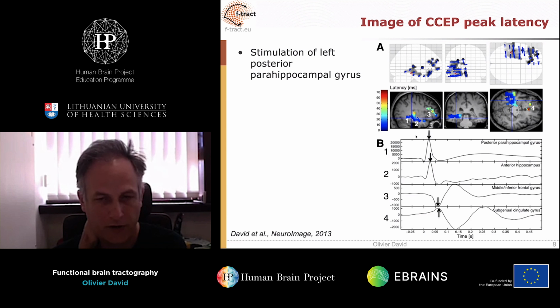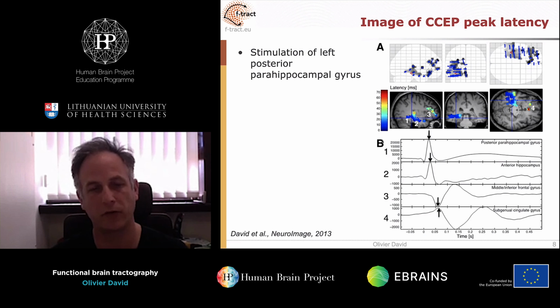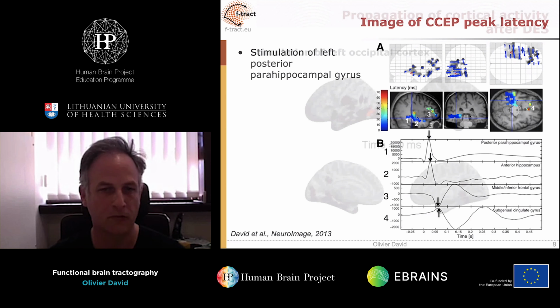So in milliseconds here, you see the peak latency of the N1, the latency of the peak of the N1 in milliseconds. And basically in blue, all regions are areas that do respond very fast to the stimulation. And then in other colors, it is a propagation of the neuronal activity.